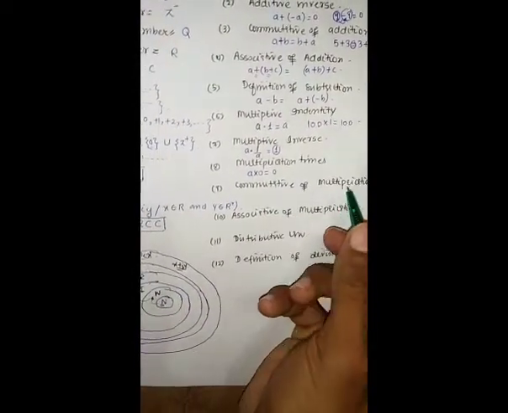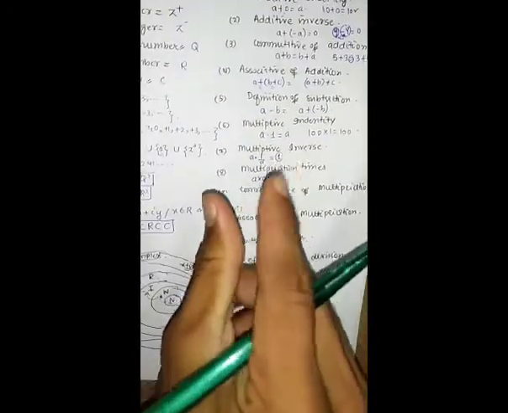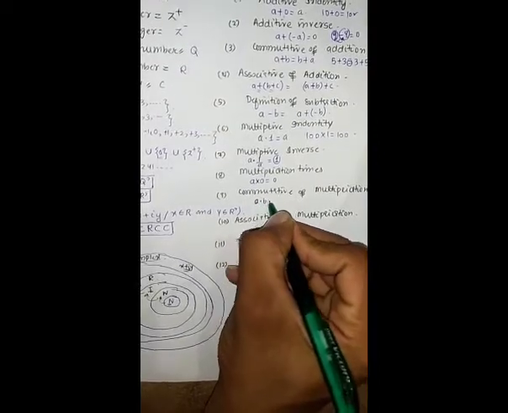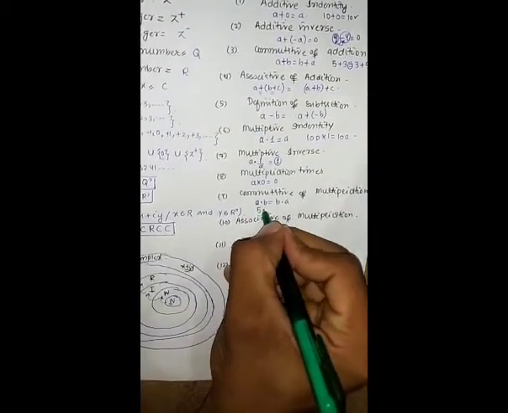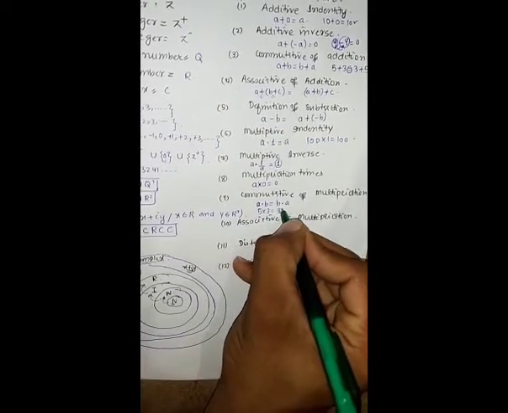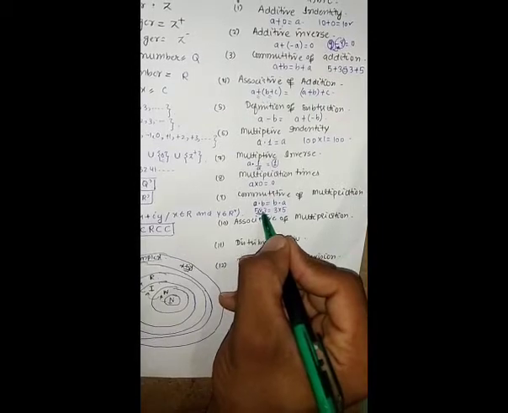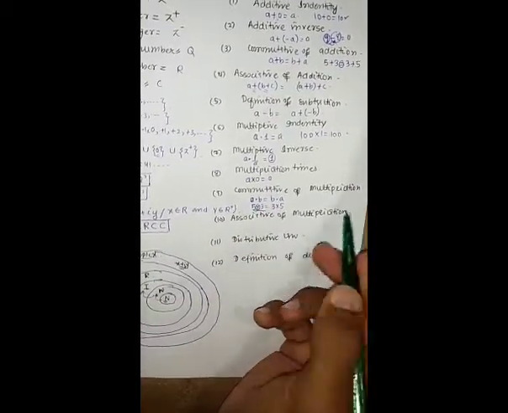Now the commutative property of multiplication. Commutative means swapping the sides, so a into b or b into a, the result will be the same. 5 into 3 or 3 into 5. These are two terms. They are valid with respect to multiplication, so this is called the commutative property of multiplication.